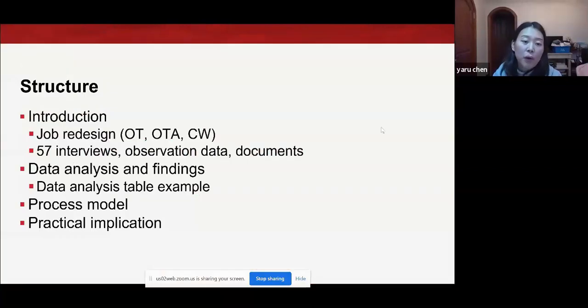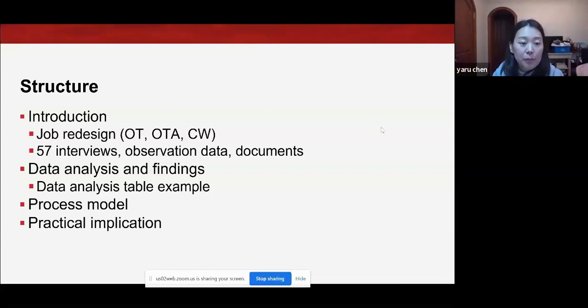First of all, I'll give you a brief introduction to the structure of my presentation today. I will first introduce the job redesign, and then I'll talk about how myself and my co-author, Professor Trish Ree from Alberta Business School, University of Alberta, Canada, did the data analysis together. Then I'll talk you through the process model that we developed, and lastly, the practical implications of the study.